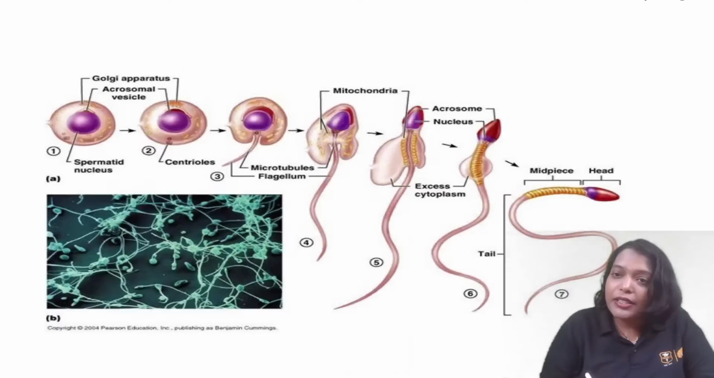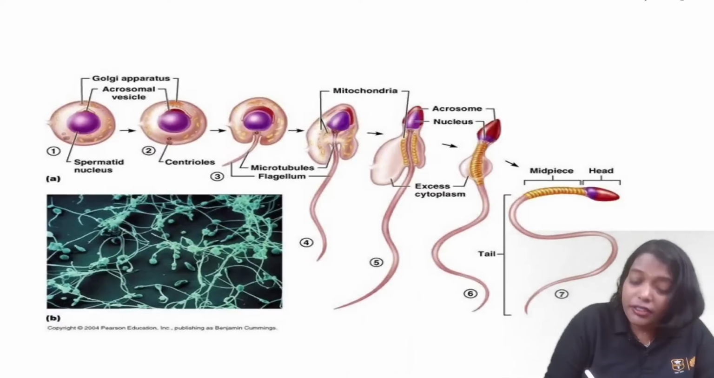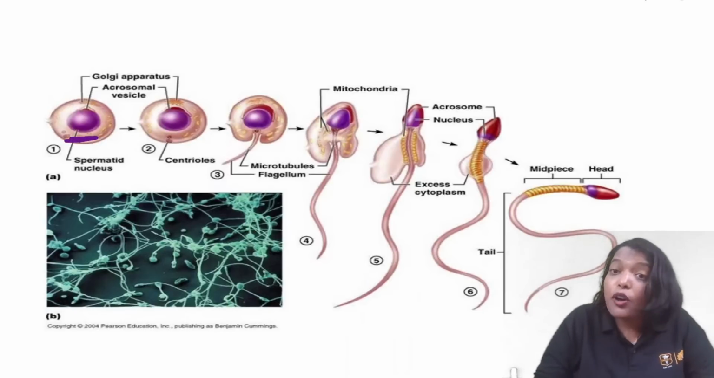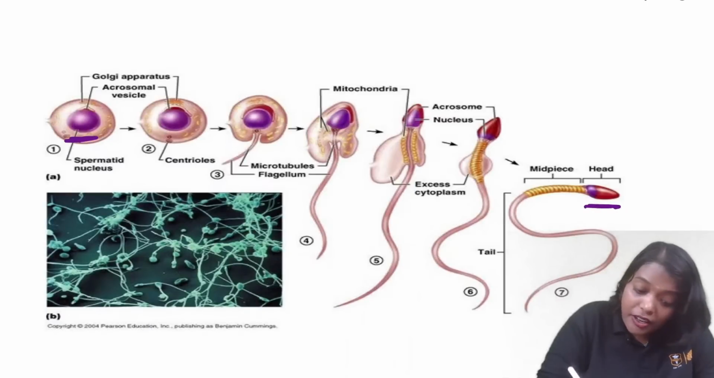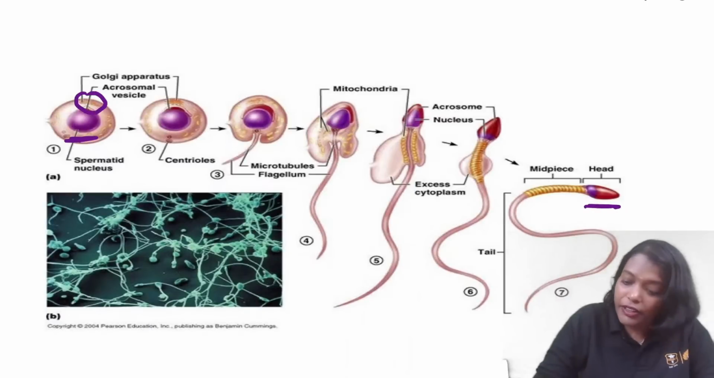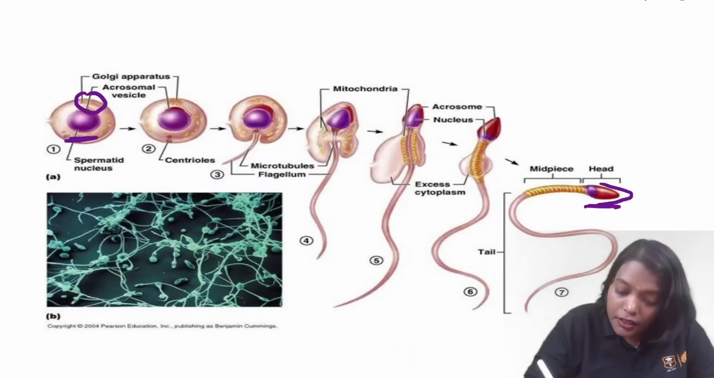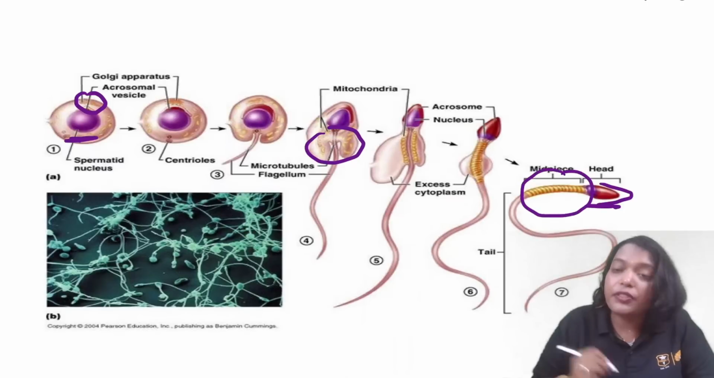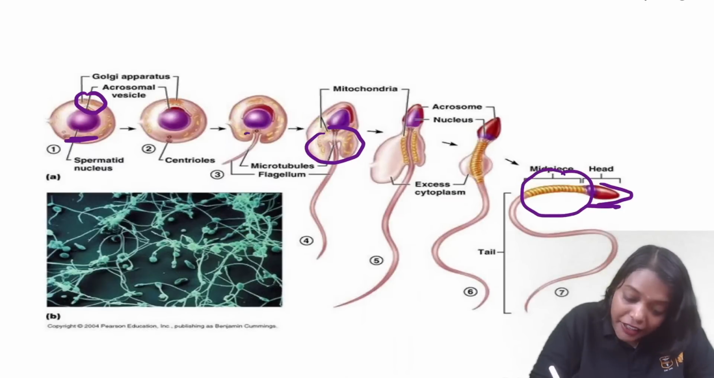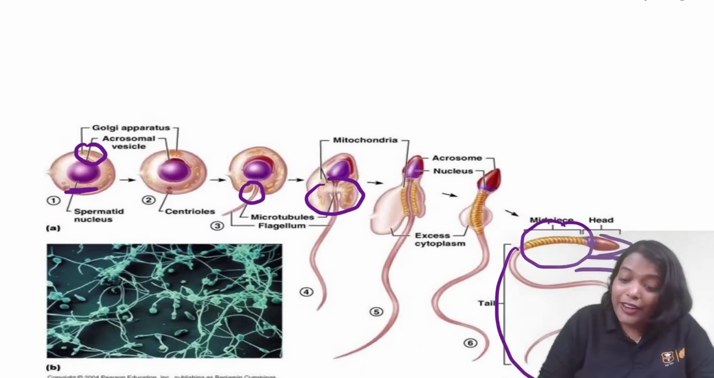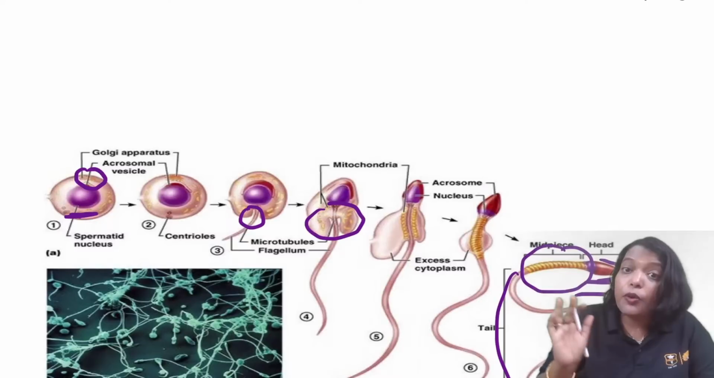So this is the round cell which is transforming into sperm, right? If you observe here, the nucleus of the spermatid will become the head of the sperm. The Golgi apparatus will become the acrosome of the sperm. The mitochondria will become the middle piece of the sperm. And the centrioles will become the tail of the sperm. So this transformation is called spermiogenesis.